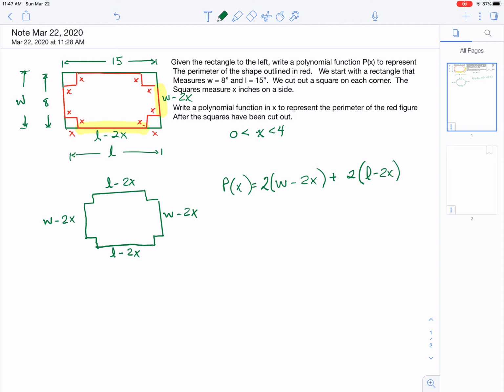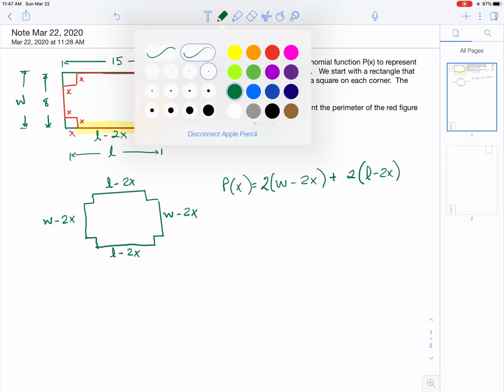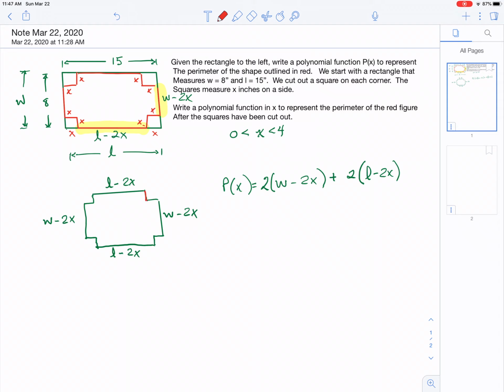And now I've got to account for these last little corners here. So each of these that I'm highlighting in red measures x. And remember, you get the perimeter by adding up the sum of all the lengths of the sides. So let me see how many x's I have. I have 1, 2, 3, 4, 5, 6, 7, 8. So I'm adding on those 8x lengths for those 8 little sections of the perimeter. So remember, I'm adding all these sides together.